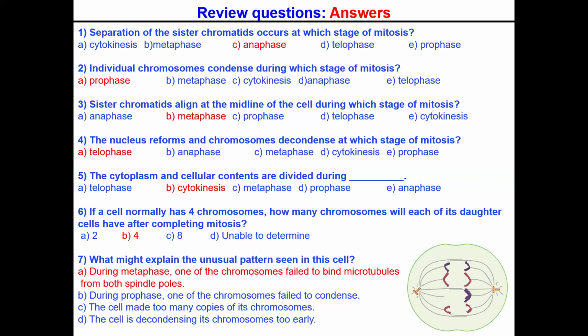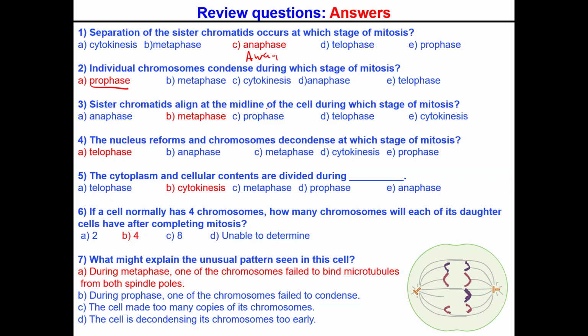So looking at this over here, separation of sister chromatids occurs in which stage of mitosis? Remember, anaphase, away. They're going to move away into opposite directions, so they're going to go to the opposite poles. Individual chromosomes condense during which stage of mitosis? Prophase. Remember, prophase is the beginning. We're going to condense that down. We're going to dissolve the nuclear membrane so we can kind of move around that DNA so we can go ahead and separate it out.